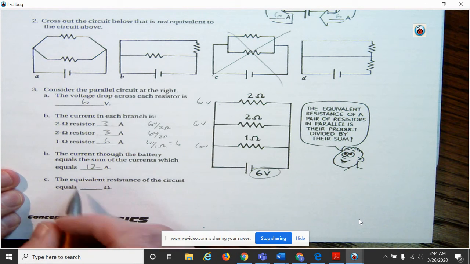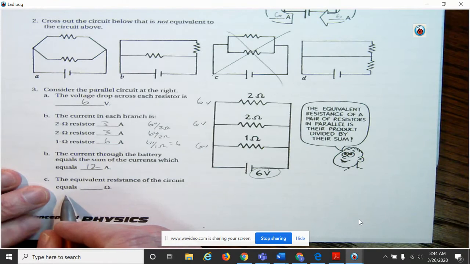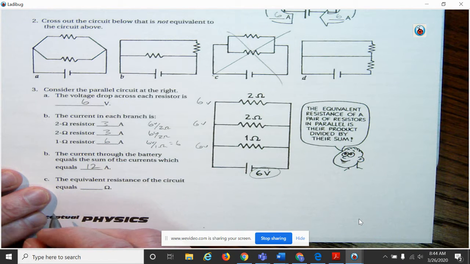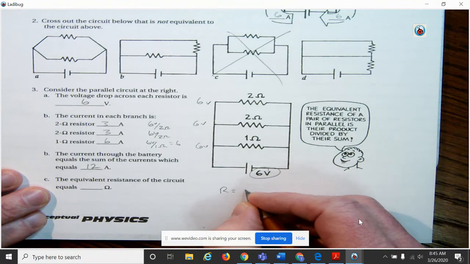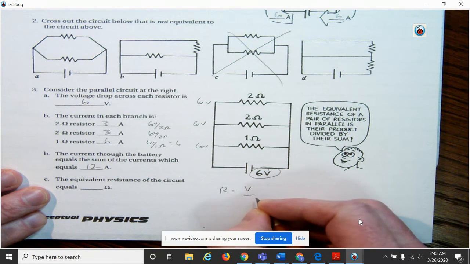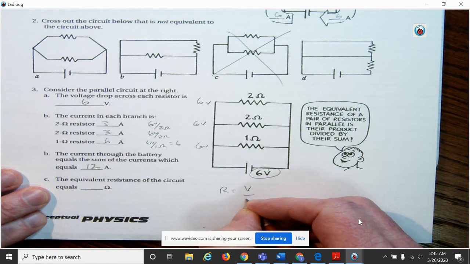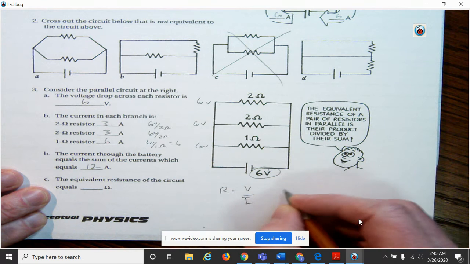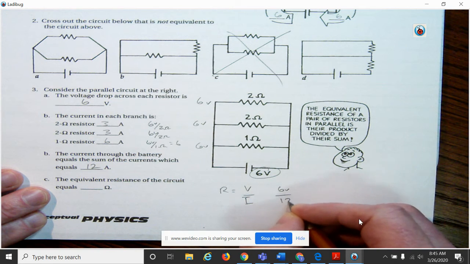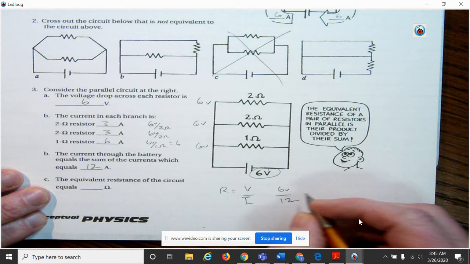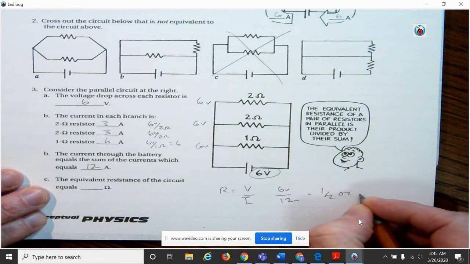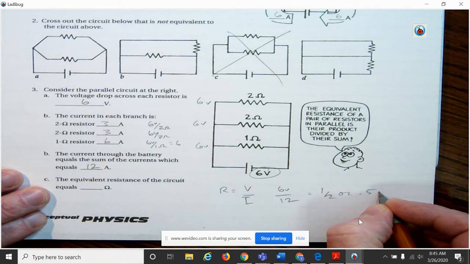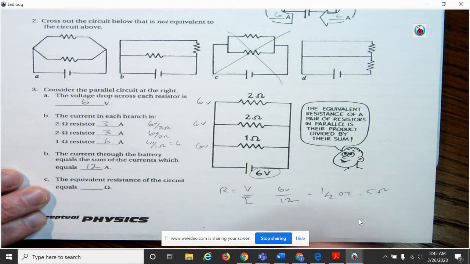Now, it says, what's the equivalent resistance of the circuit? Keep in mind, for resistance we can use volts divided by current. So if I had 6 volts divided by 12, I'm going to get 1/2, or 0.5 ohms. And that's going to be my total resistance, 0.5.